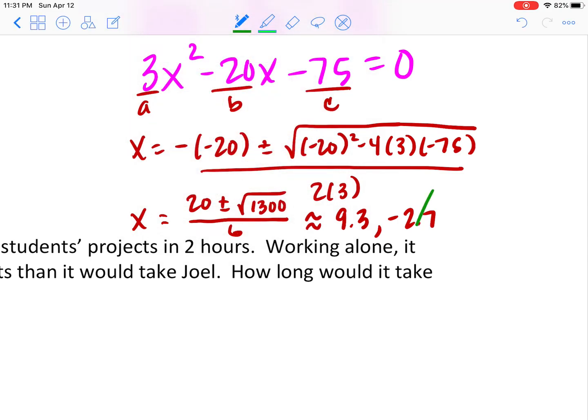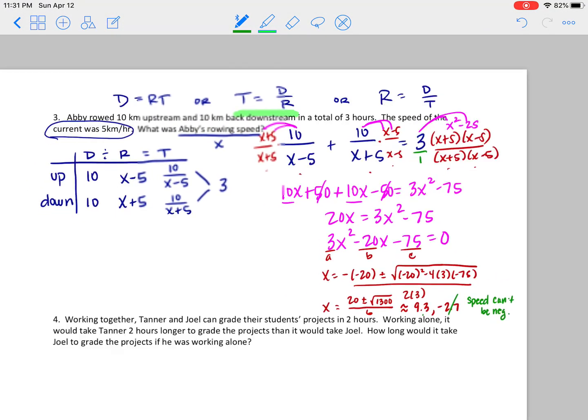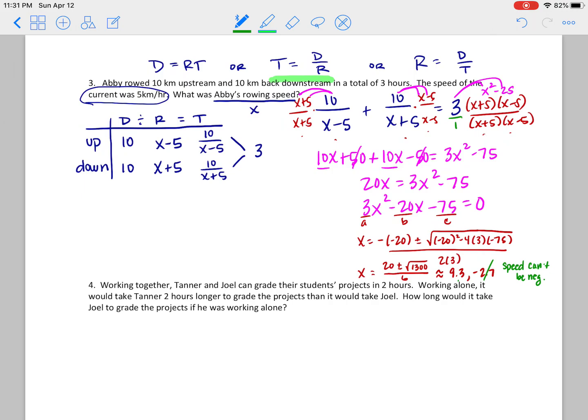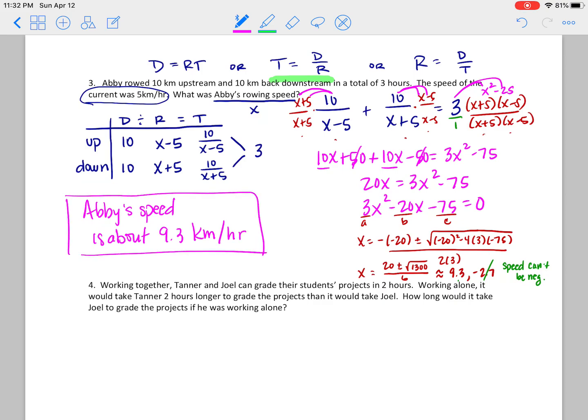Obviously, can't have 2 speeds for one Abby, and her speed can't be negative. She can be slow, but not negative. So we're going to eliminate the negative 2.7, which means her speed is about 9.3, what are our units here? Kilometers per hour. So Abby's speed is about 9.3 kilometers per hour. Okay, so we set up problems like these before, even cleared out the fractions.